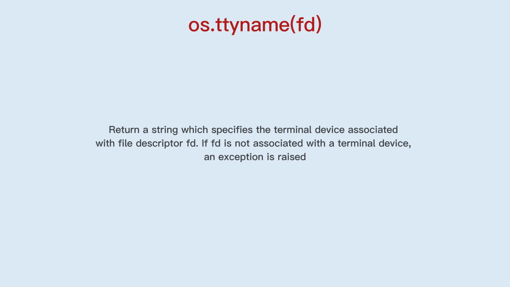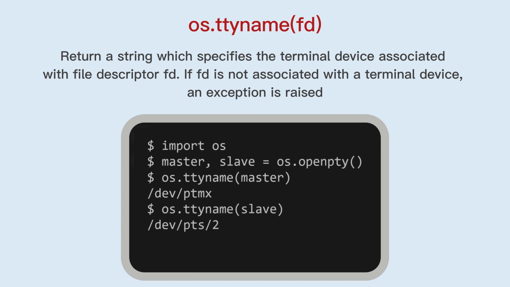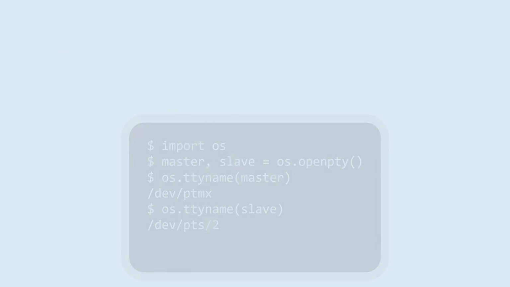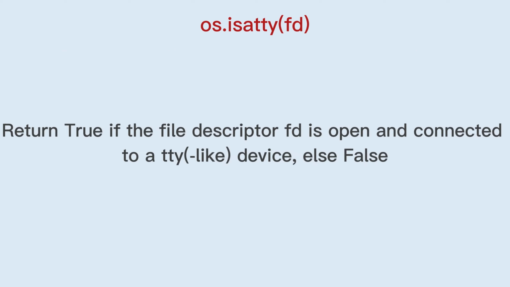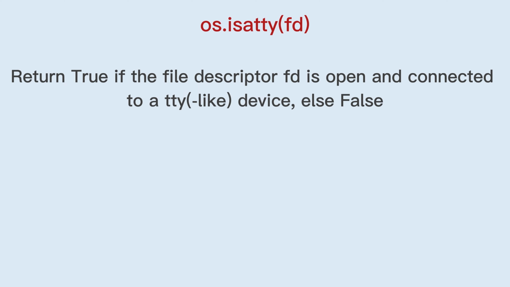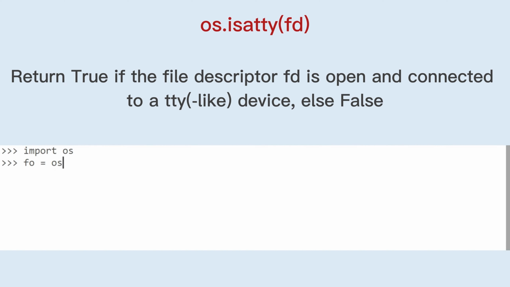os.ttyname. Return a string which specifies the terminal device associated with file descriptor fd. If fd is not associated with a terminal device, an exception is raised. os.isatty. Return True if the file descriptor fd is open and connected to a tty-like device, else False.